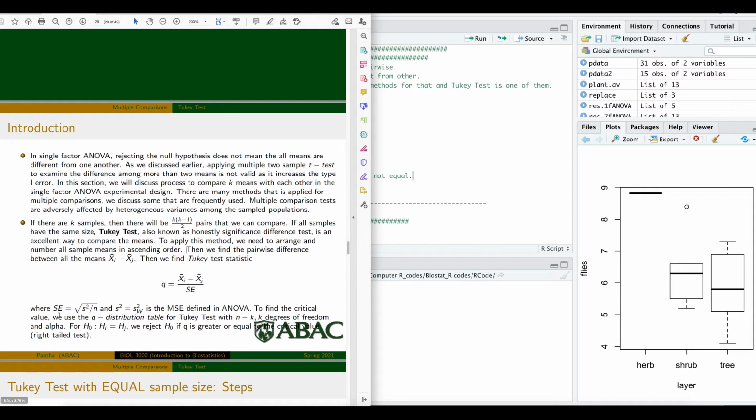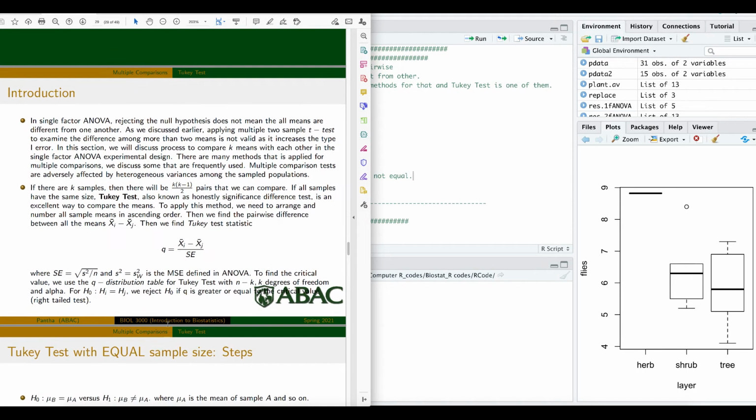Then we find the test statistic Q, which is x_i bar minus x_j bar over SE, the standard error, where SE is the square root of S squared over n, and S squared is S squared W, the mean square error defined in ANOVA. So we use exactly the same mean square error for S squared. To find the critical value, we use the Q distribution table for the Tukey test with n minus k and k degrees of freedom and alpha. For H0, mu_i equals mu_j. We reject H0 if Q is greater than or equal to the critical value.